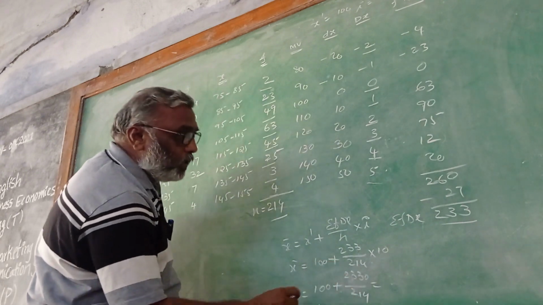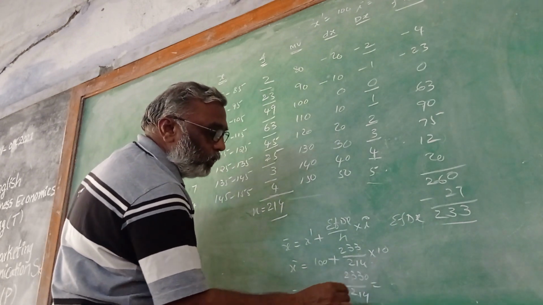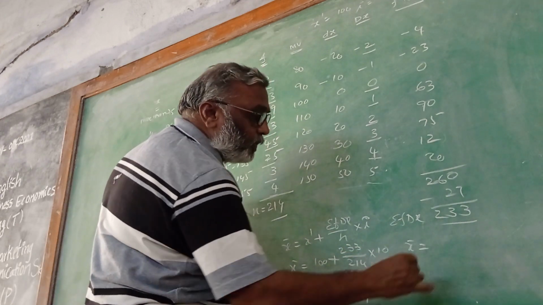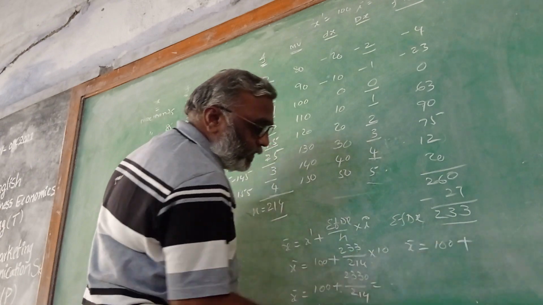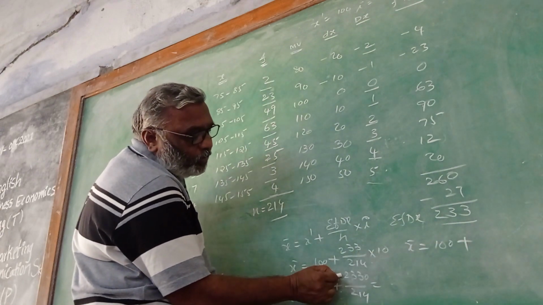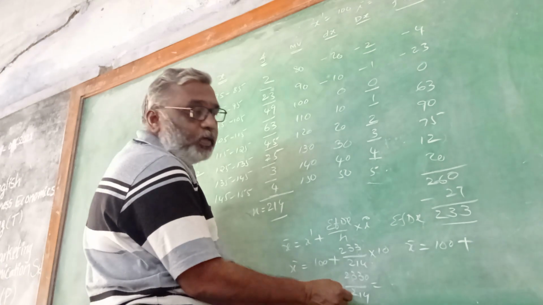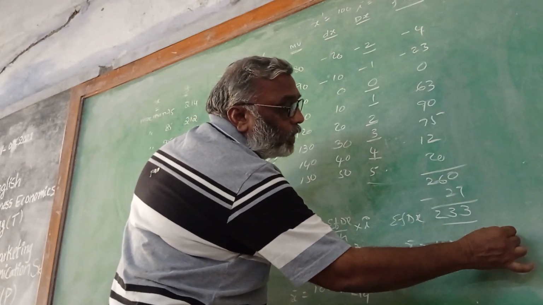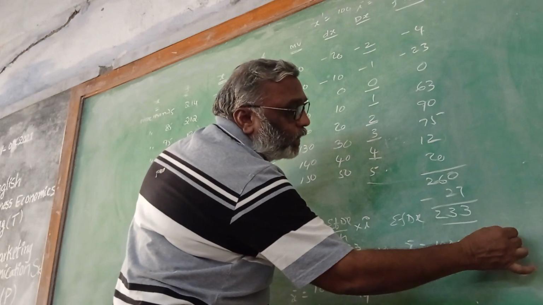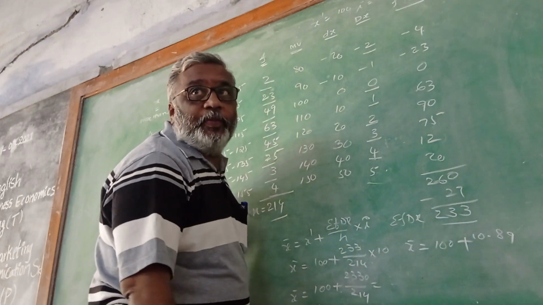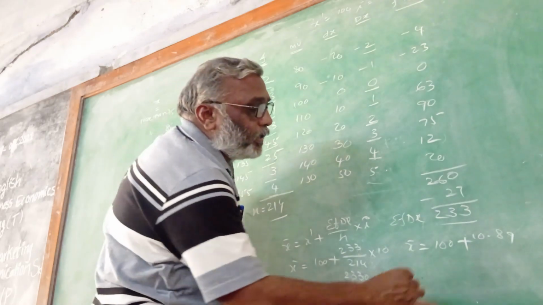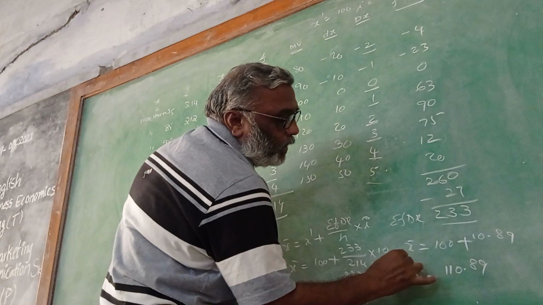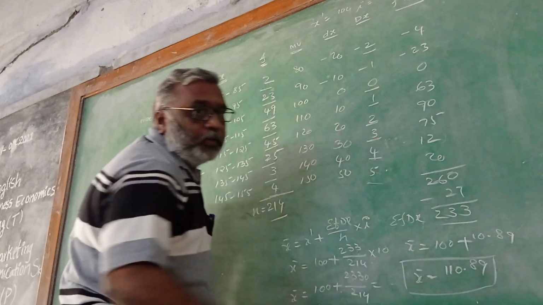See what is the answer? X bar is equal to 100 plus 2330 by 214, that is 10.8877, which rounds to 10.89. X bar is equal to 110.89. This is the answer. Do like this.